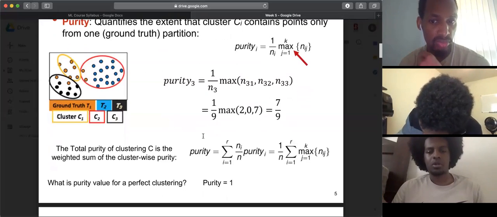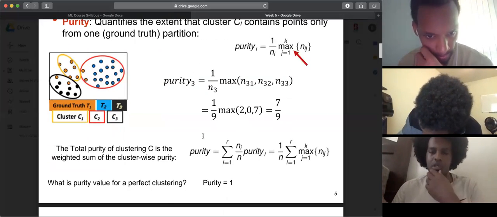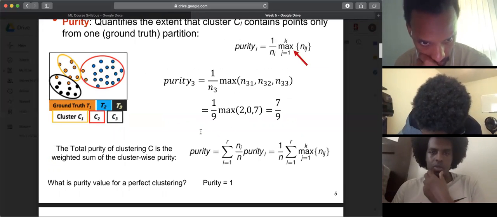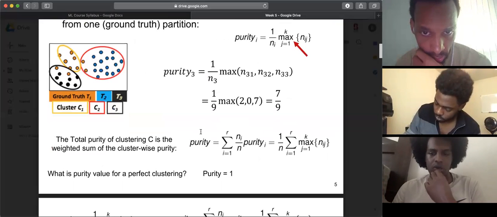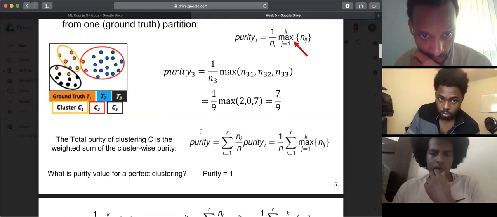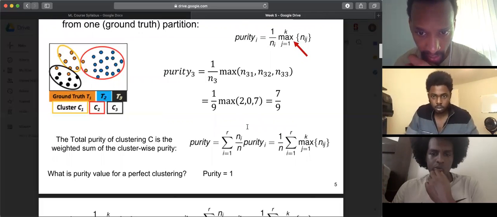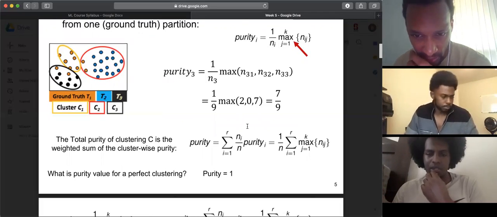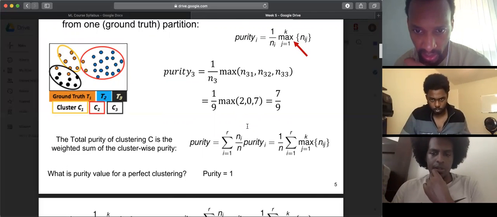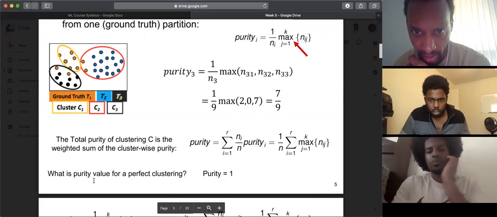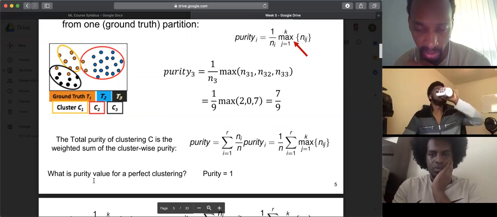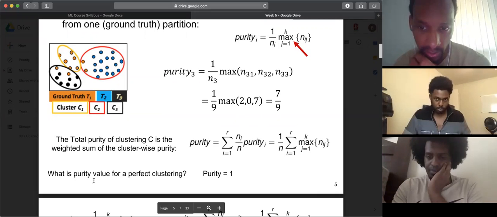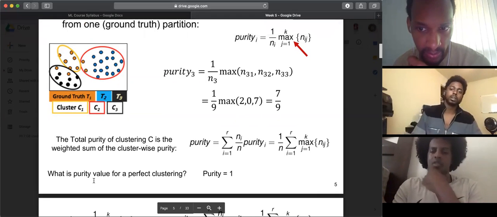And so here you're able to calculate the purity of your clustering. So we talk a little bit about total purity of clustering C. It's a weighted sum of all the individual purities, so that makes sense, correct? Ni over N means the number of points in cluster i over the total number of points, times its purity score, right?